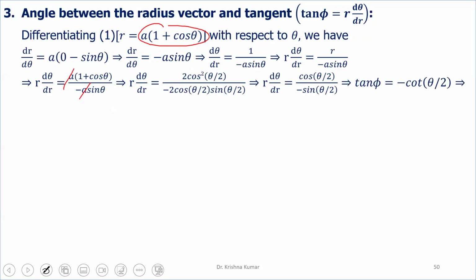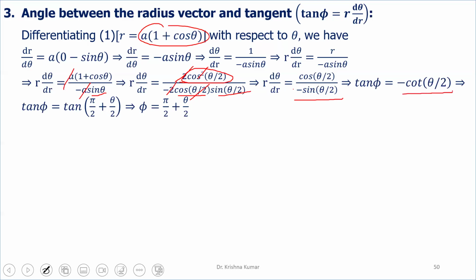1 plus cos theta is nothing but 2 cos square theta by 2, and sine theta is 2 cos theta by 2 sine theta by 2. There is again a minus sign, so we will write down minus 2 cos theta by 2 sine theta by 2. This 2 will cancel, 1 cos will cancel. We have cos theta by 2 upon minus sine theta by 2, which can be written as minus cot theta by 2, or we can write tan phi is equal to tan of pi by 2 plus theta by 2, which gives us phi is equal to pi by 2 plus theta by 2. Thus, this is the relation between the radius vector and tangent.